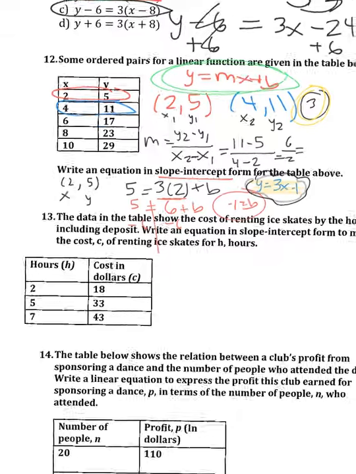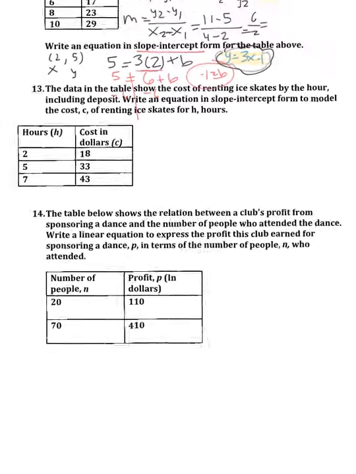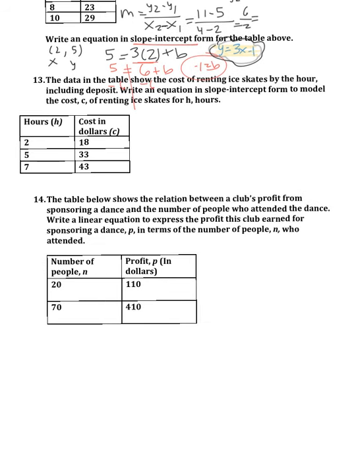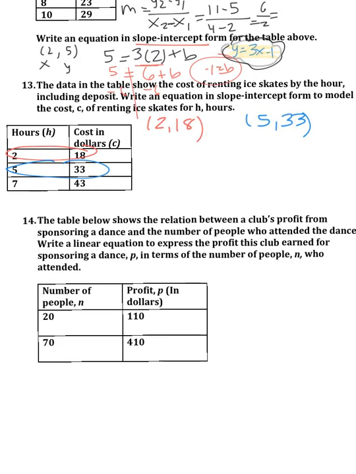All right, let's move on to 13 and 14. You are doing the same thing for 13 and 14. You are picking 2 points and you are writing an equation. This table, number 13, is about the cost of renting ice skates by the hour, including the deposit. Same thing, you pick any 2 points you want. I'm going to use 2, 18. And the second point will be 5, 33. And you are going to do your same 3 steps. Find the slope, pick a point.